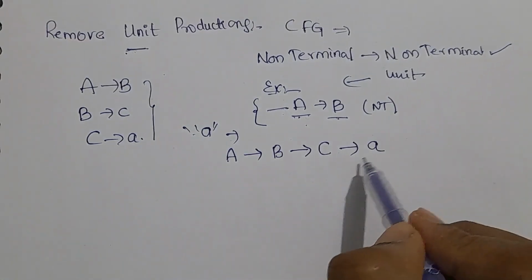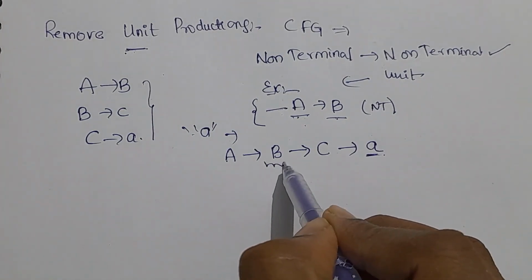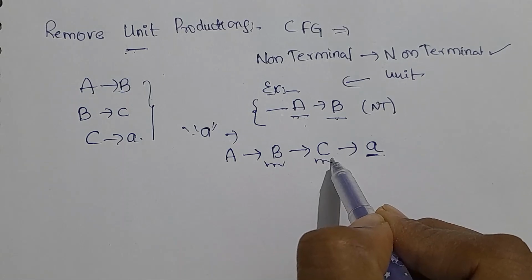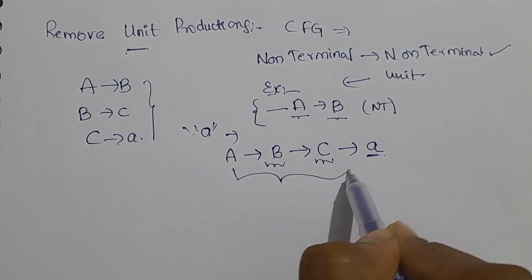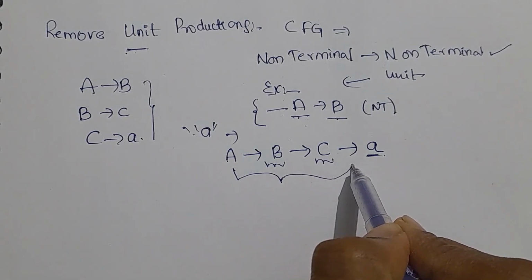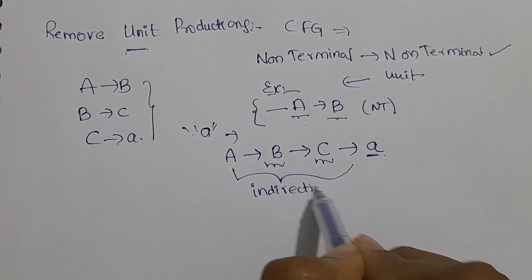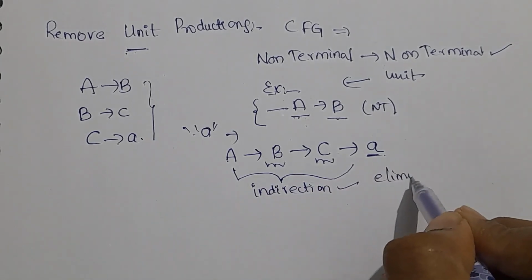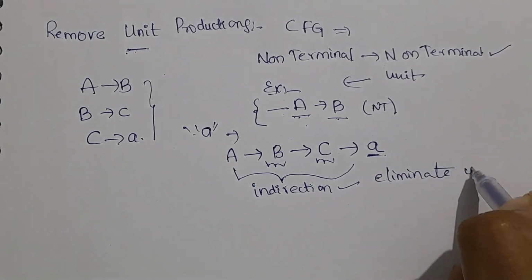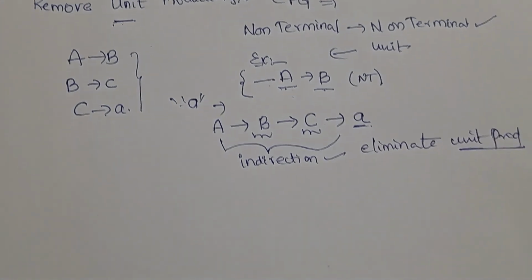That means that for deriving a string, without changing any particular productions, we are indirectly moving through 2 to 3 productions. This is nothing but indirection. To remove this indirection, we need to eliminate unit productions. See how this can be done.